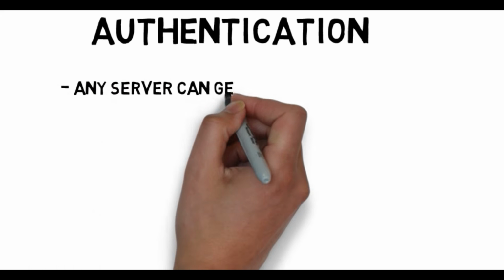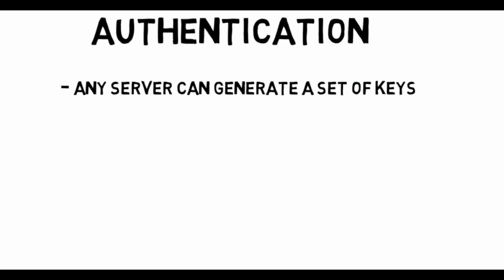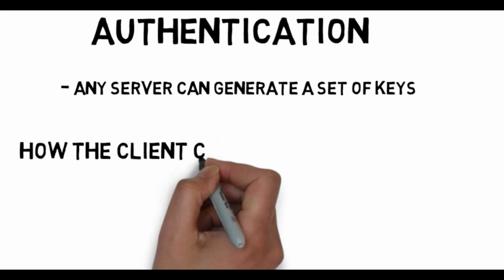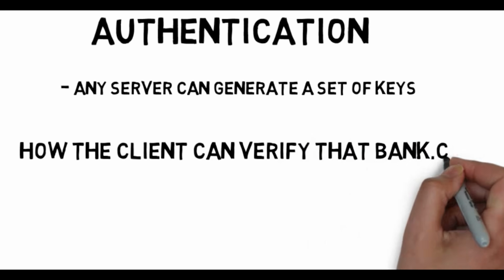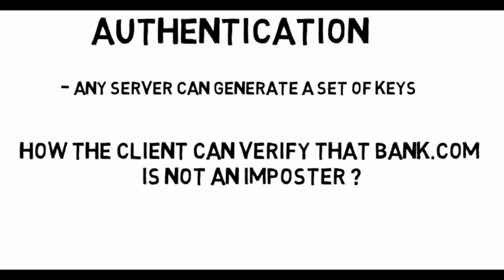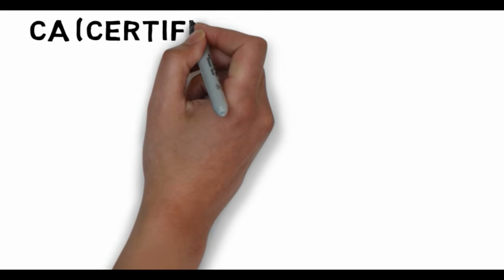Any server like the one in our example, bank.com, can generate asymmetric keys using various tools that we will explore in this course. But how does a client, like a web browser, know that the server is who it claims to be? How can the client trust that it's not communicating with an imposter? If the web server claims to be bank.com, how can we confirm that as a client? This is where the CA, Certificate Authority, comes into play.